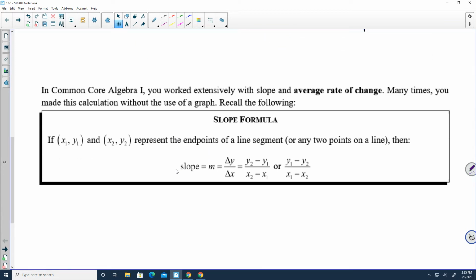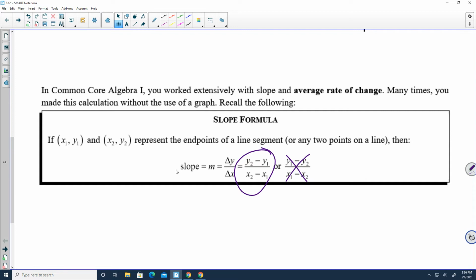Now, we talked about how we find the slope of a line given 2 points. We talked about the slope formula: y2 minus y1 over x2 minus x1, or y1 minus y2 over x1 minus x2. In my opinion, I would just not even bother with this one. I would just focus on this one, because this is the one that we are used to seeing.